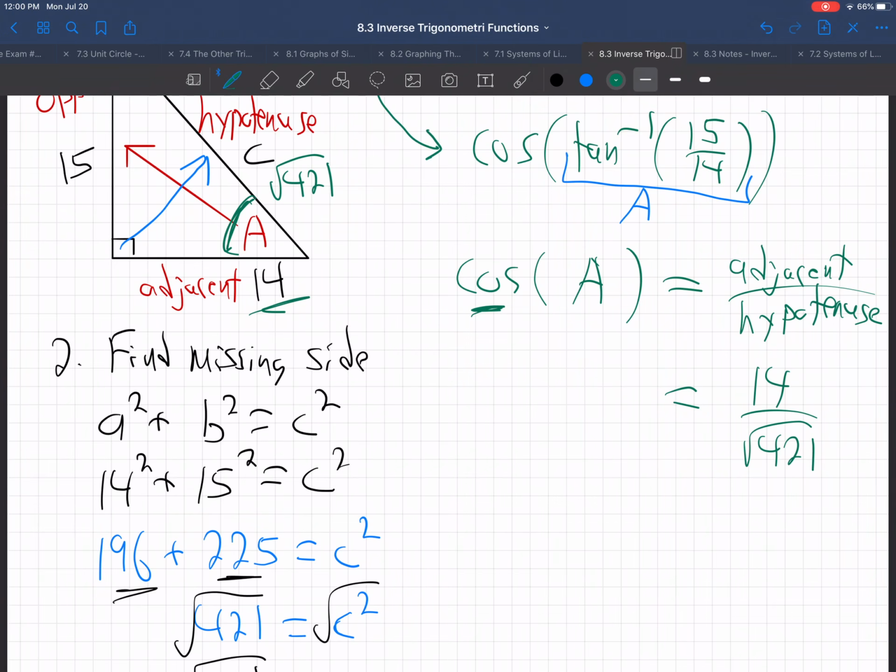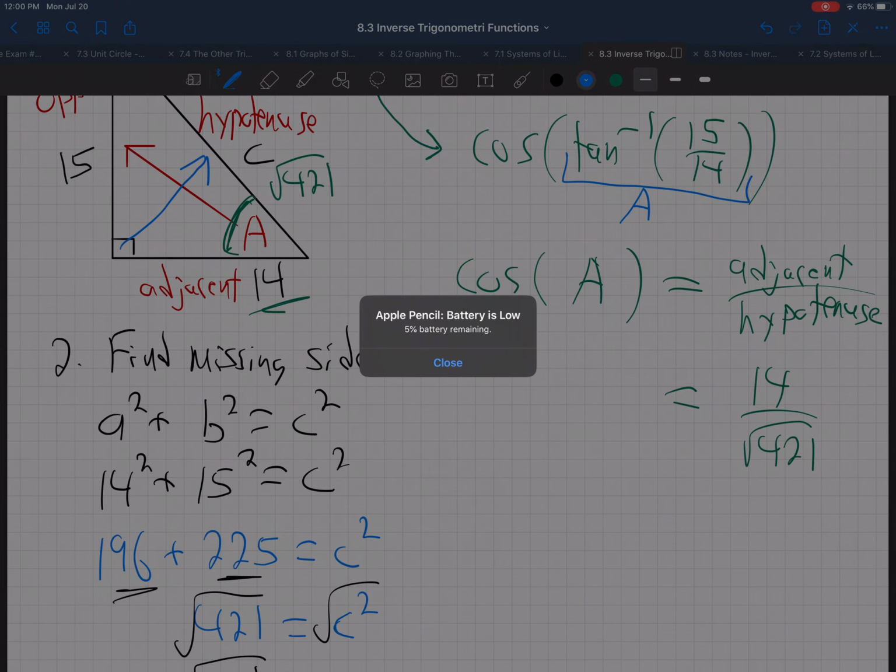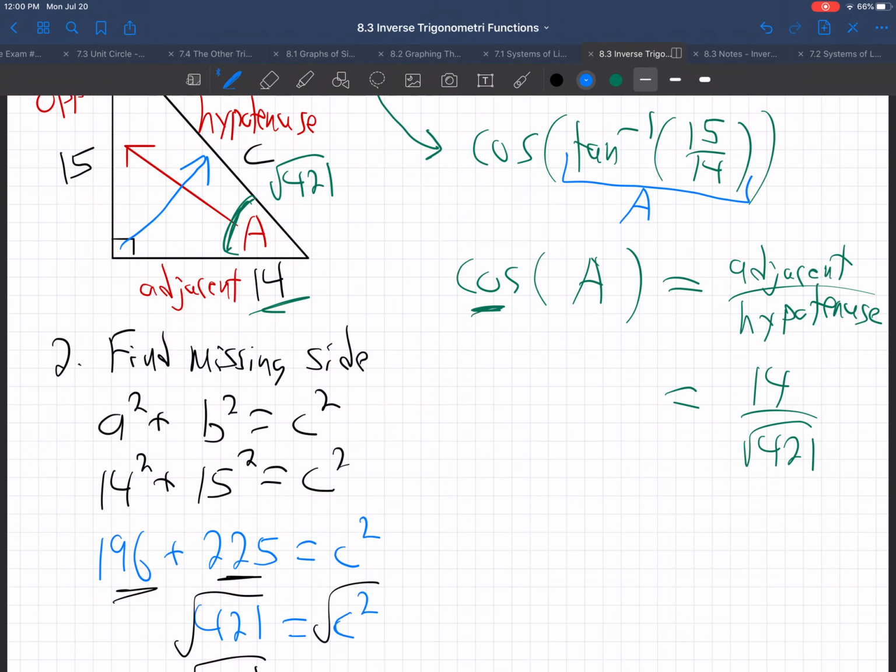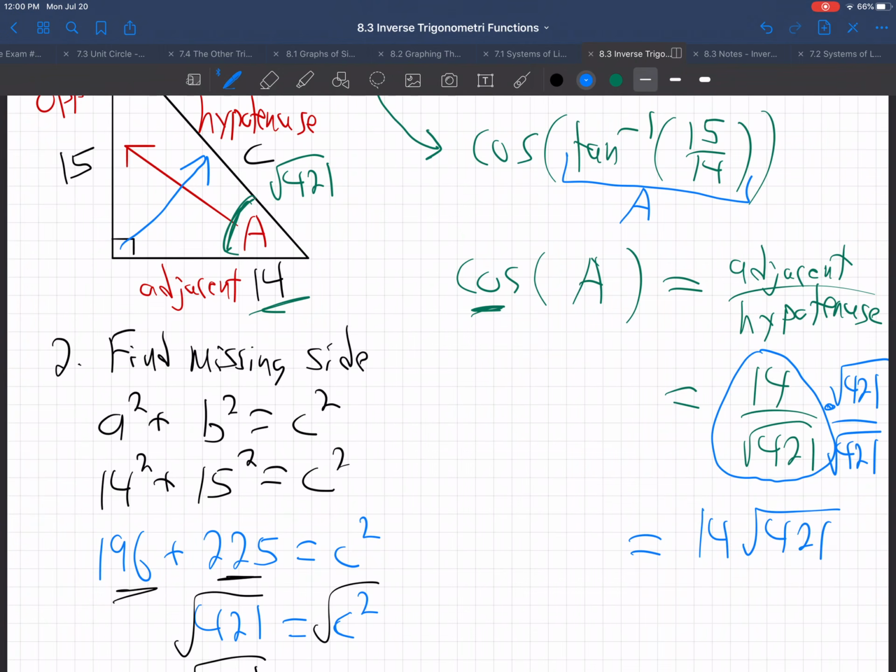And they tell us in this problem that we can just type in the answer like this. That's nice of them to do that, but in most classes, if you go on to calculus and stuff, they're going to want you to get rid of the root. So that's easy to do. We don't want roots on the bottom. So you multiply top and bottom by root 421. So we'll get 14 root 421.